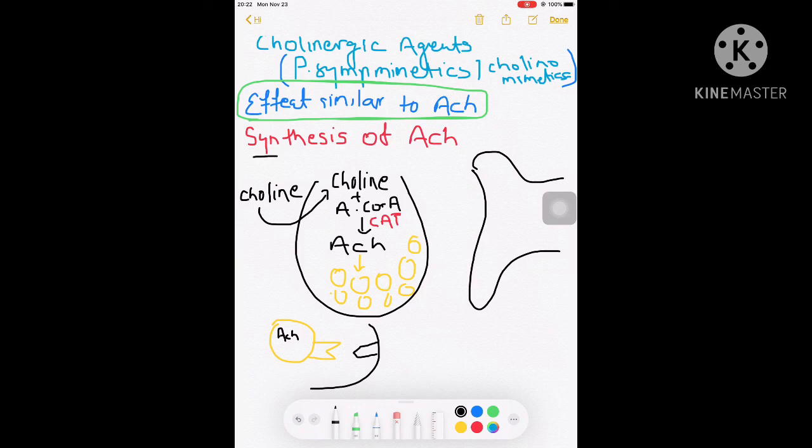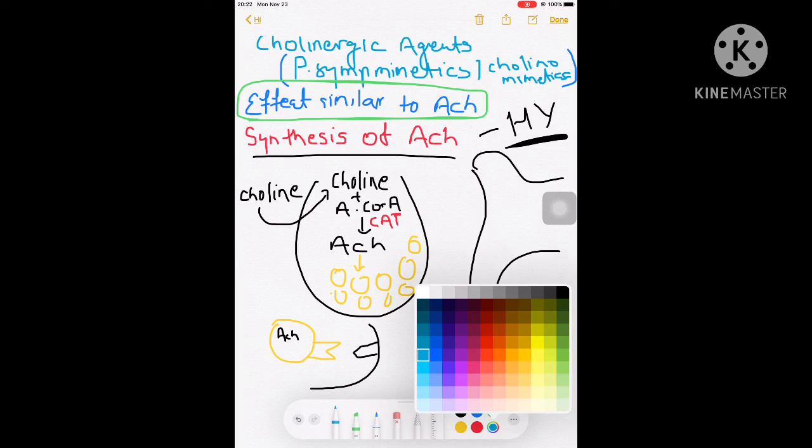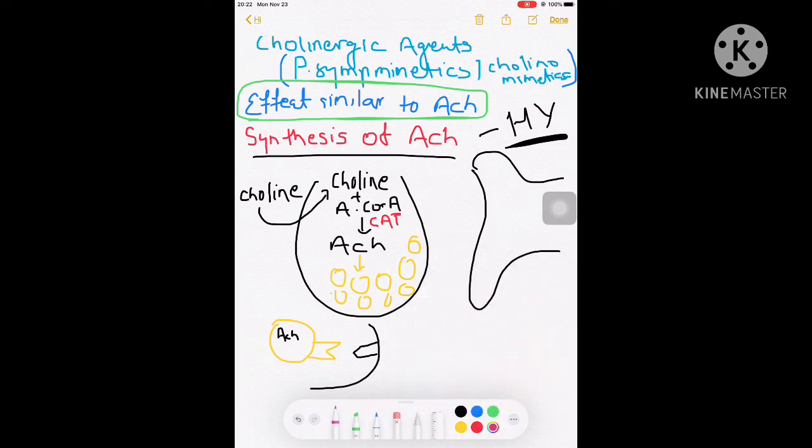This is a high yield topic. The synthesis of acetylcholine is a high yield topic.